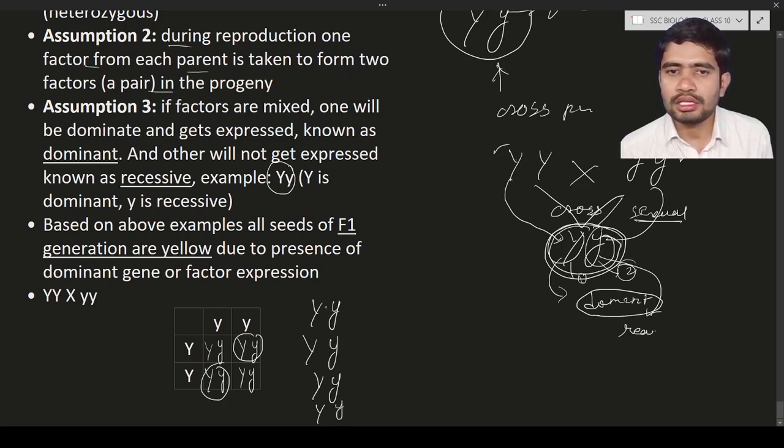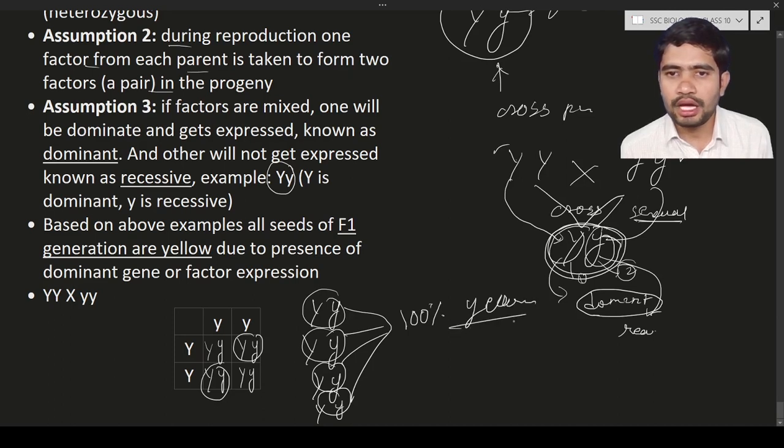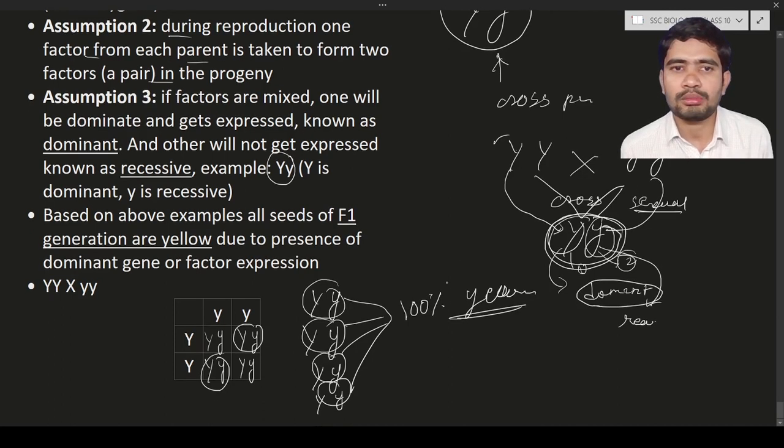Can you find dominant genes in each and every one? Yes, capital Y is the dominant. It is present in each and every seed. So if the dominant gene is present in each and every seed, all seeds are yellow, or you can say 100% yellow seeds. This is about Mendel and his assumptions.